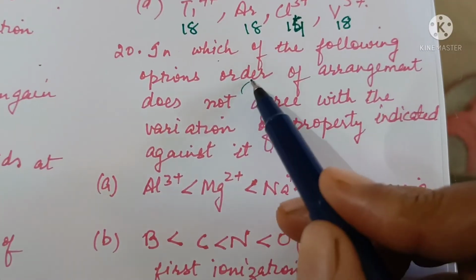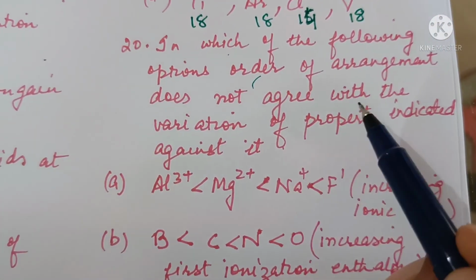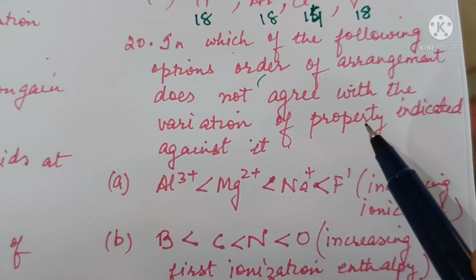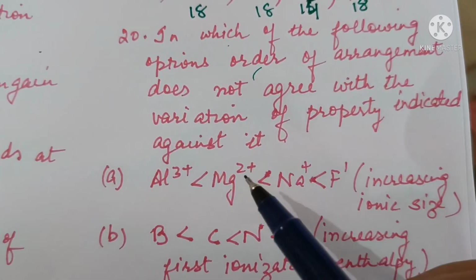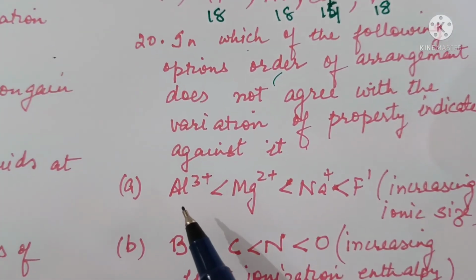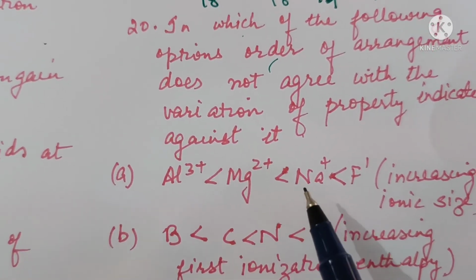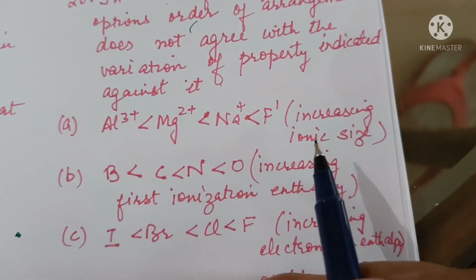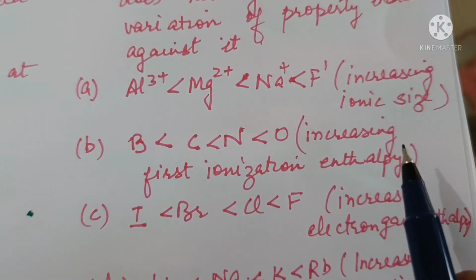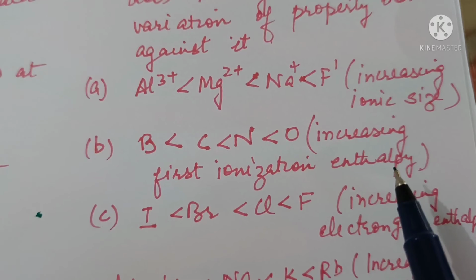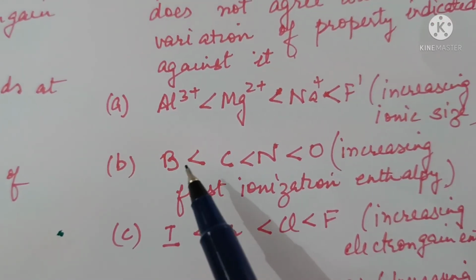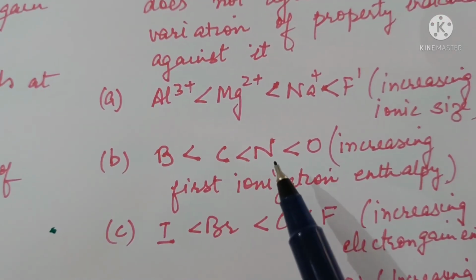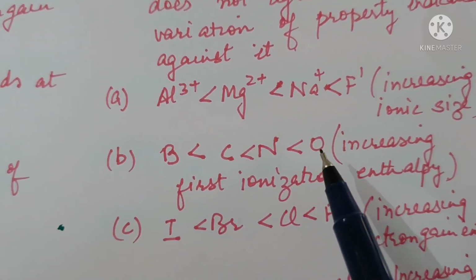Which of the following options order of arrangement does not agree with the variation of property indicated against it? Aluminium ion is smaller than magnesium ion, then sodium, then fluoride. Increase in ionic size. True. Increasing first ionization enthalpy: boron is less than carbon, is less than nitrogen, is less than oxygen.